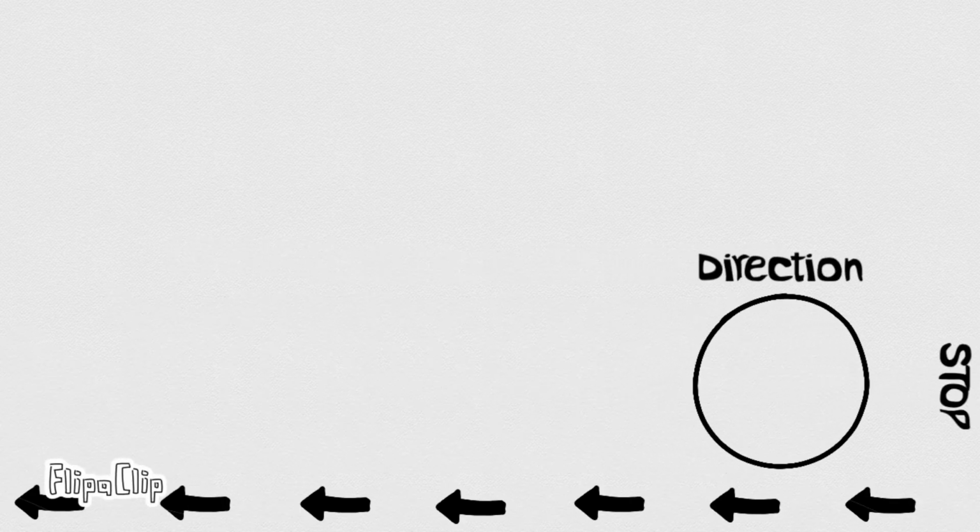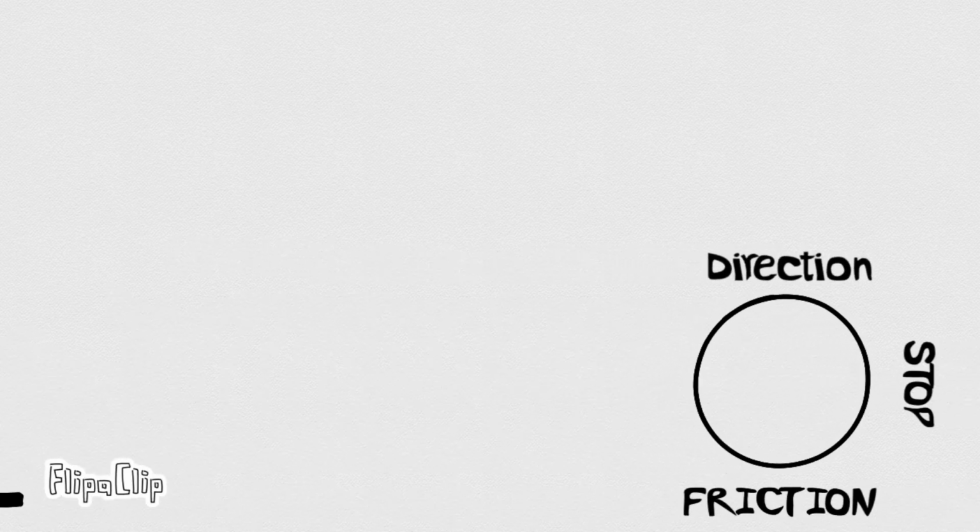An object at rest stays at rest and an object in motion stays in motion, unless acted on by an unbalanced force. See, this ball, it won't move unless I push it, and once it's moving, it only stops because of friction. Second law, law of acceleration.